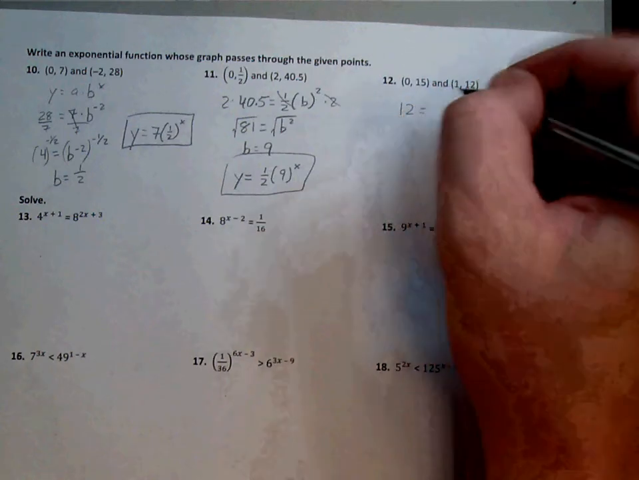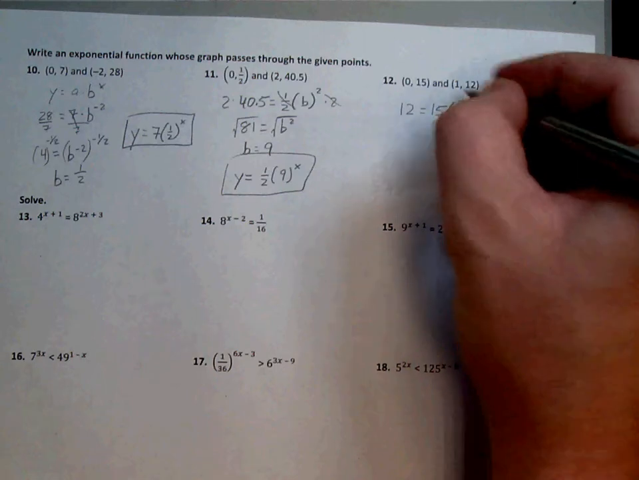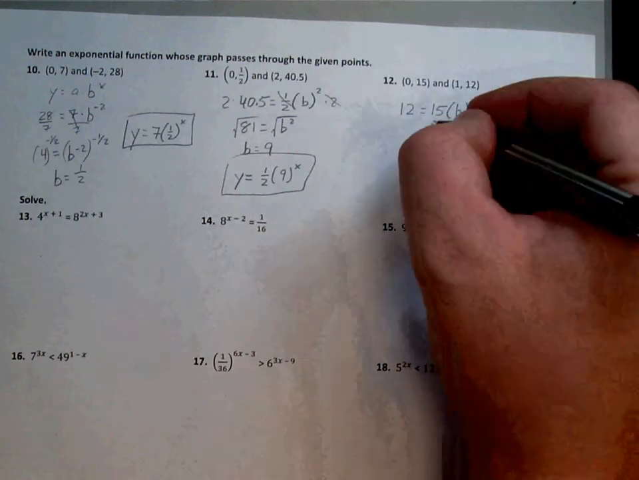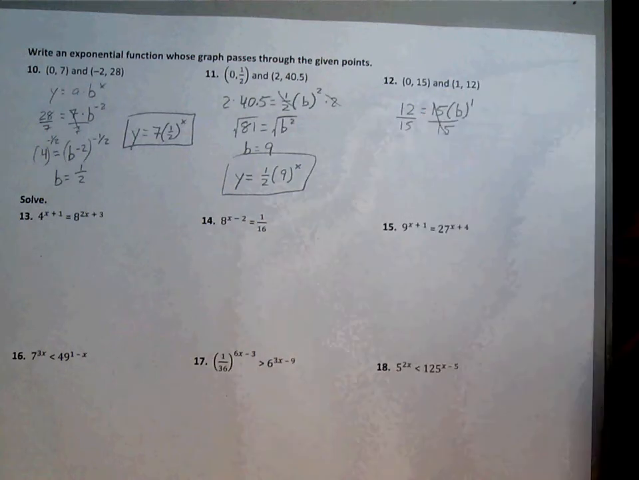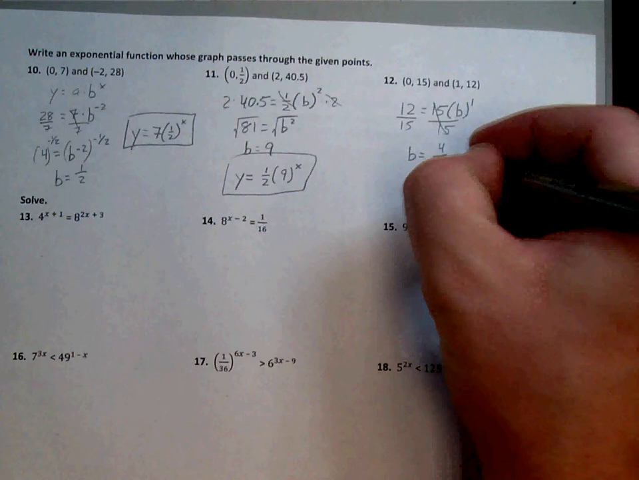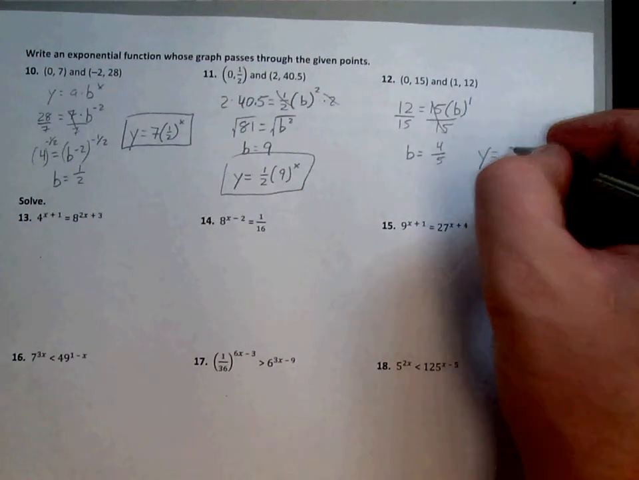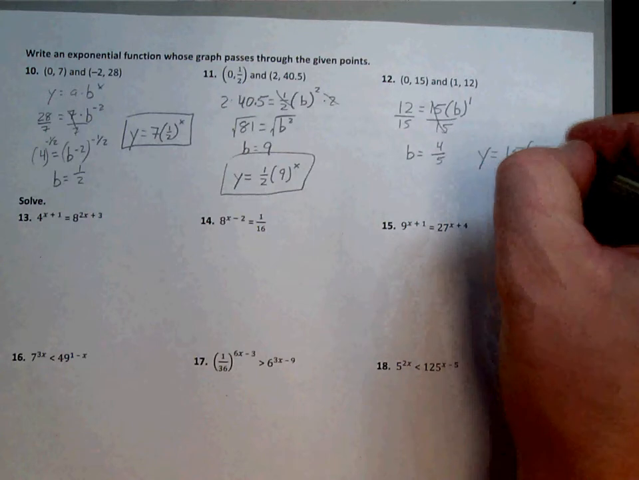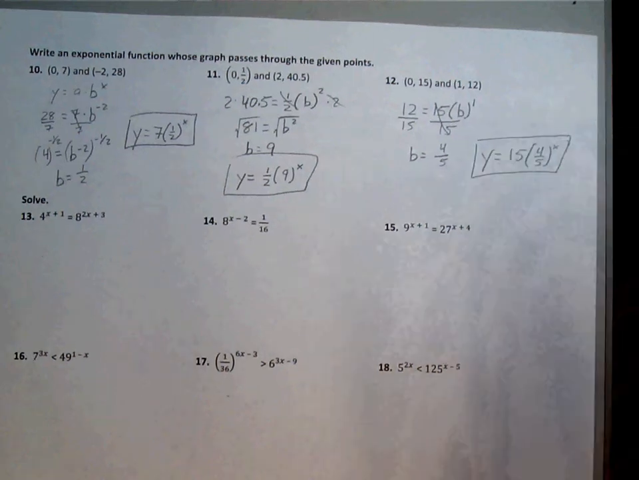Number 12. For a y value, initial value of 15. I don't know my b value to an x value of 1. So divide by 15. 12 over 15, I can simplify that. They're both divisible by 3. I get 4/5. Is b to the 1? That's b. So there's my b. So my initial value is 15 times 4/5 to the x. You, of course, could write that as a decimal, like 0.8 instead.